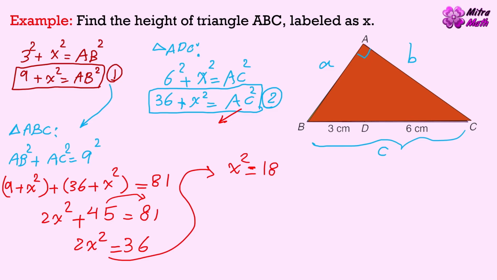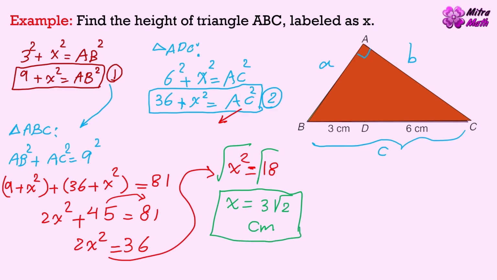And then take a root from both sides. We will end up that x is nothing but 3 root 2. It's better to keep it as an exact value, and the unit is centimeters. So you find, therefore, the height of triangle ABC, the height which was labeled x, is nothing but 3 root 2 centimeters.